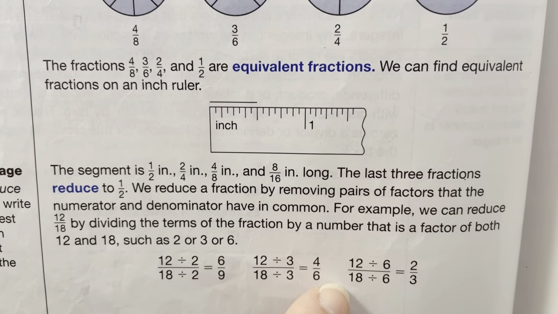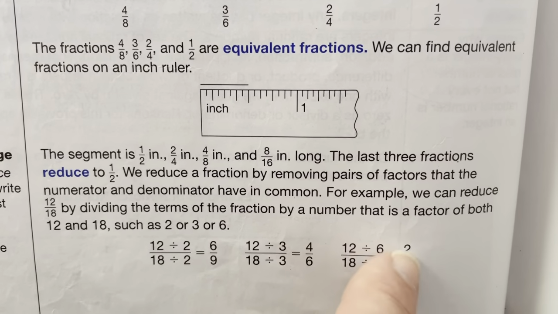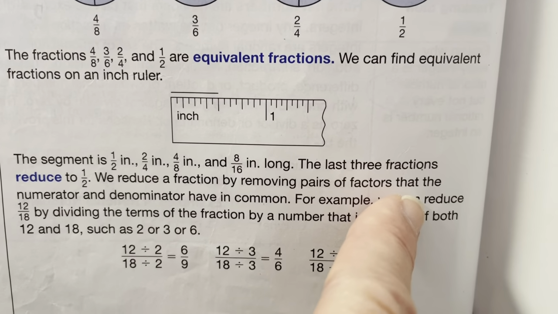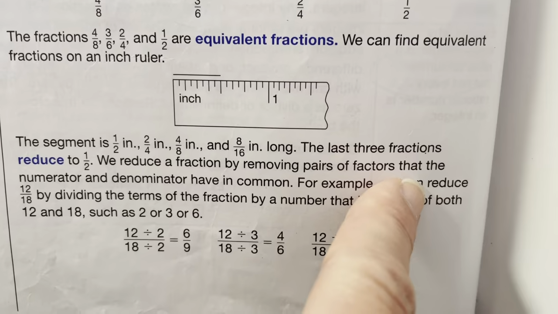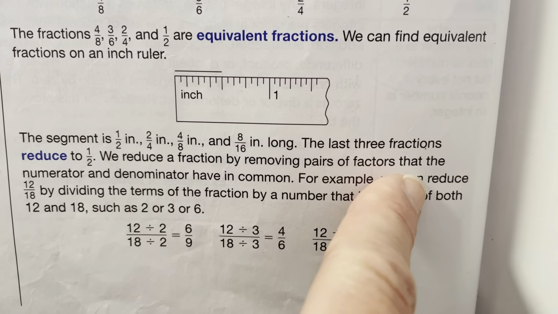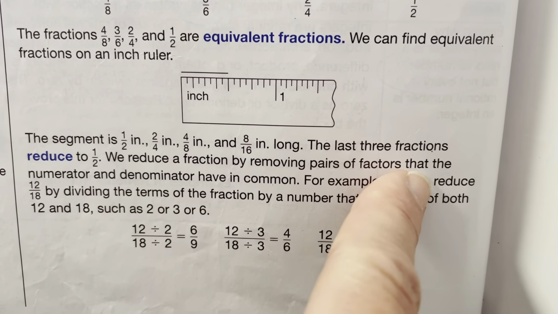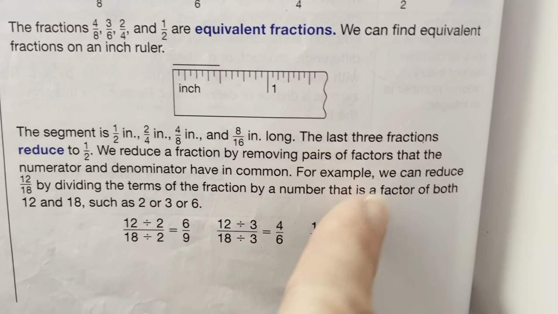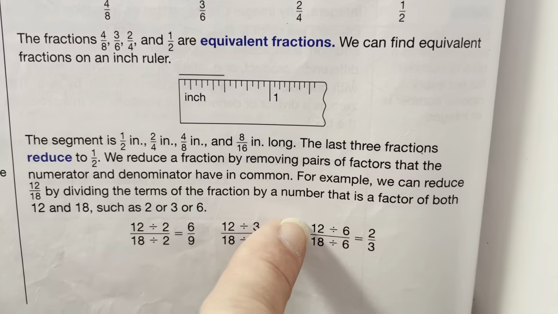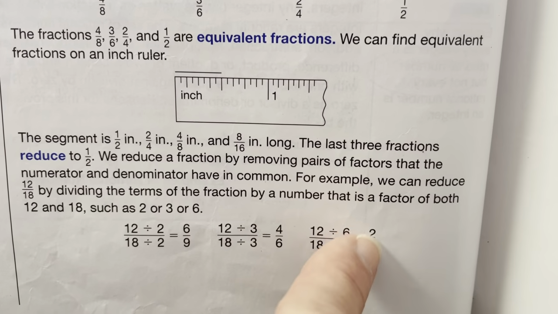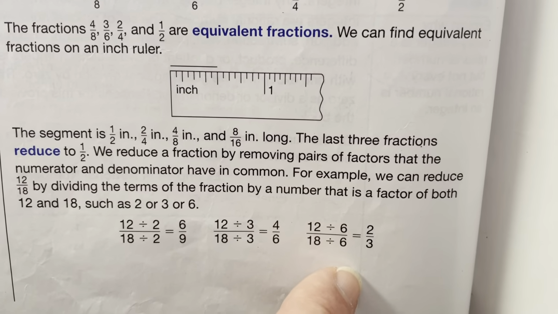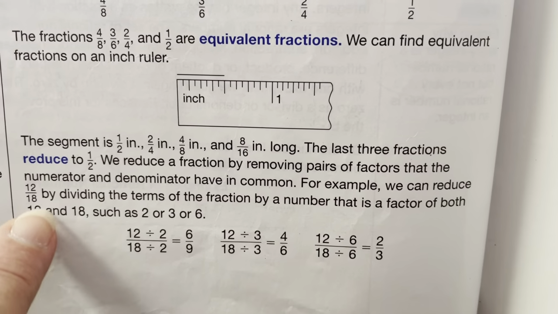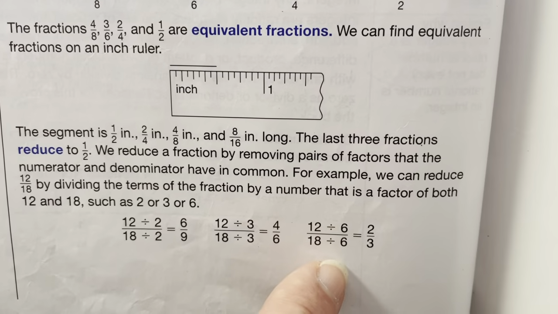So 12/18 is the same as 2/3. If you can catch Mrs. A, sometimes I still say reduce, but that's generally not what most mathematicians use anymore. They usually say simplify. Okay, so we're going to simplify 12/18 down to 2/3 by dividing by 1. We divided by 1 in the form 6/6.